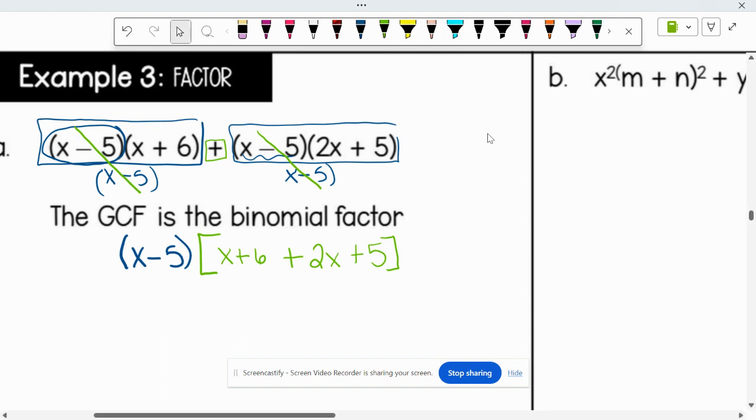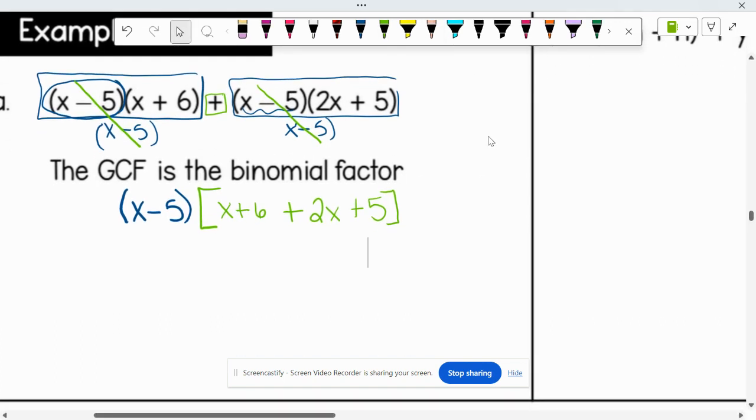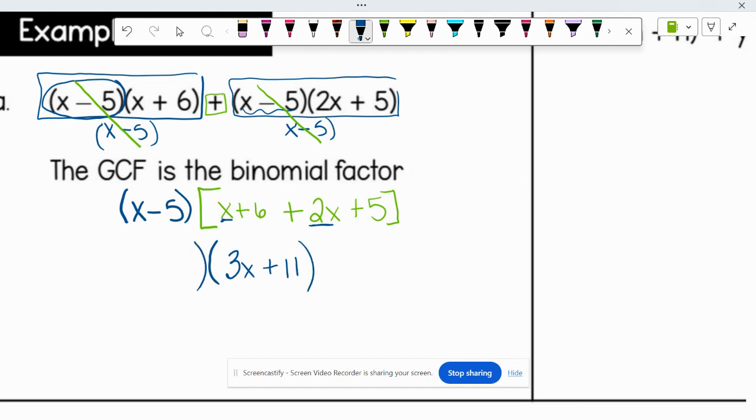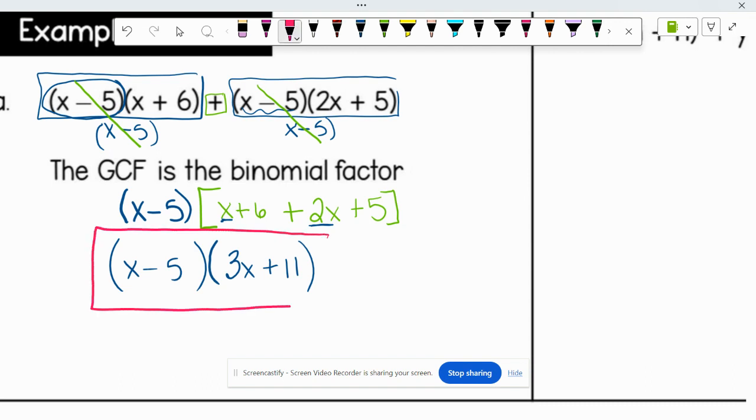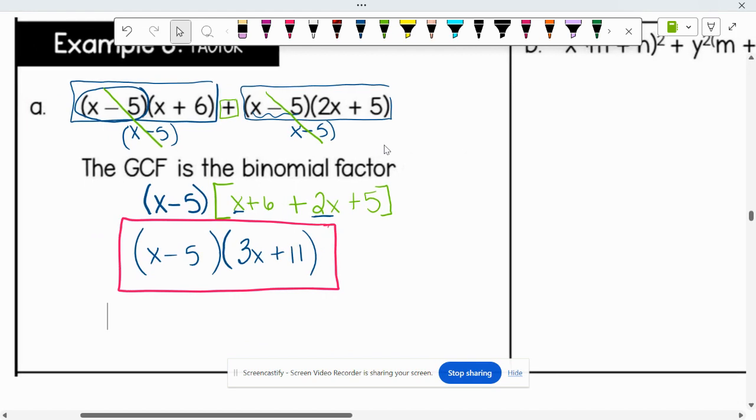Can we combine any like terms? What can we combine? The x and the 2x is 3x. 6 plus 5 is 11. And the x minus 5 that I took out at the very beginning is still going to be there. So this is the factored form of the sum of those two polynomials. Looks a little bit differently when it's broken up.